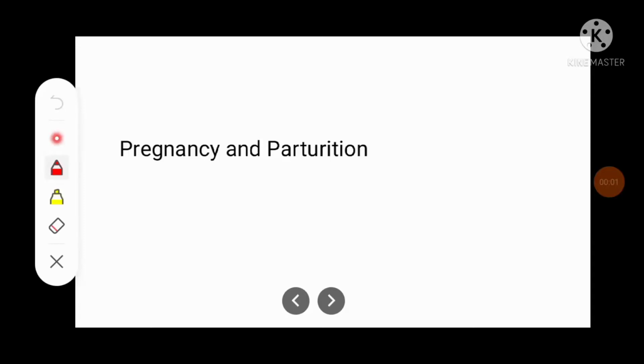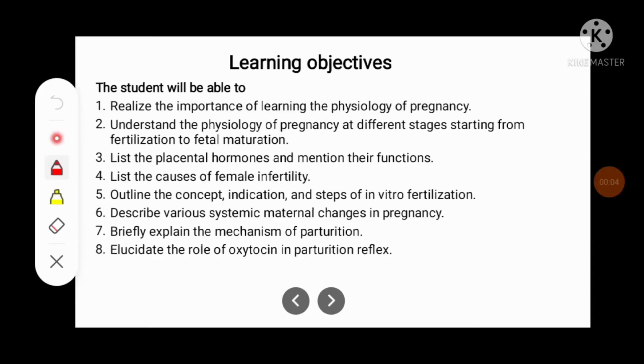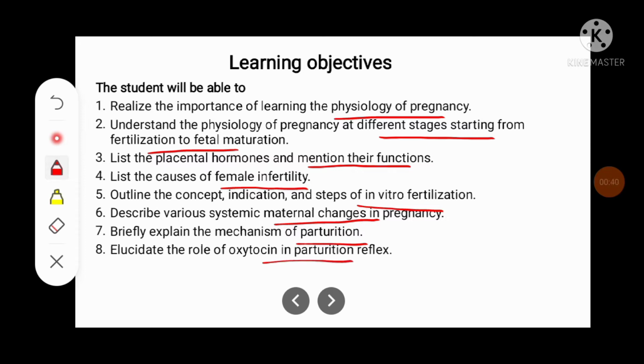In this class, we'll try to learn about pregnancy and parturition. The learning objectives will be students should realize the importance of learning physiology of pregnancy, understand physiology of pregnancy at different stages starting from fertilization to fetal maturation, list the placental hormones and mention their functions, list causes of female infertility, outline the concept, indications, steps of in vitro fertilization, describe various systemic maternal changes in pregnancy, explain briefly the mechanism of parturition, and elucidate the role of oxytocin in parturition reflex.